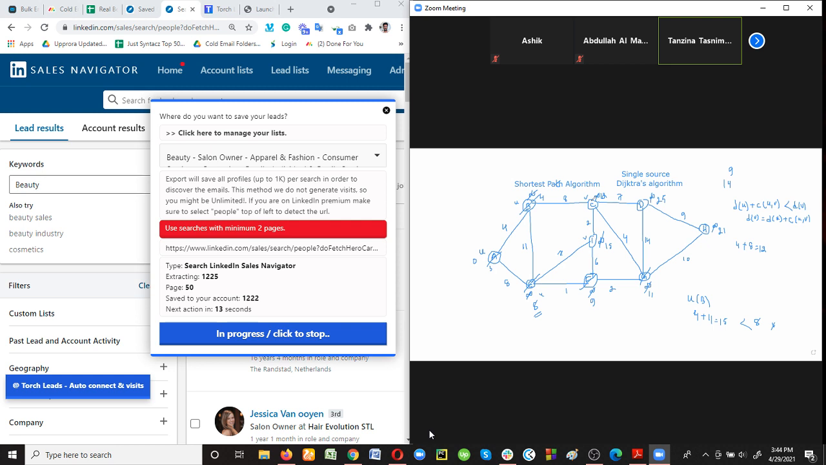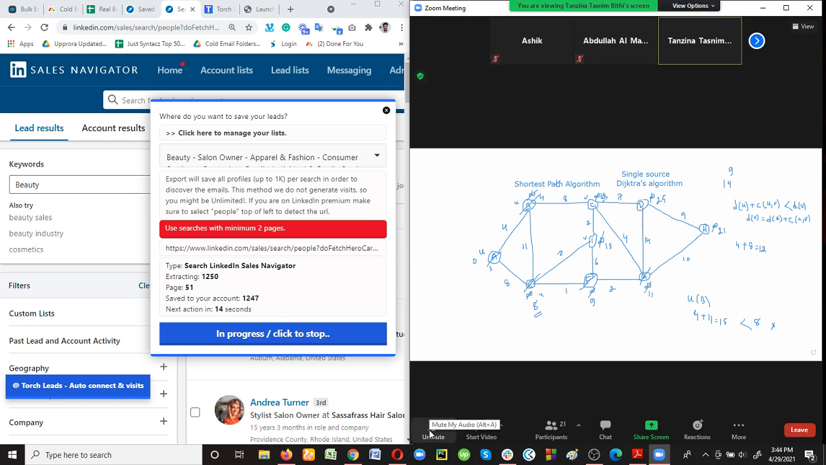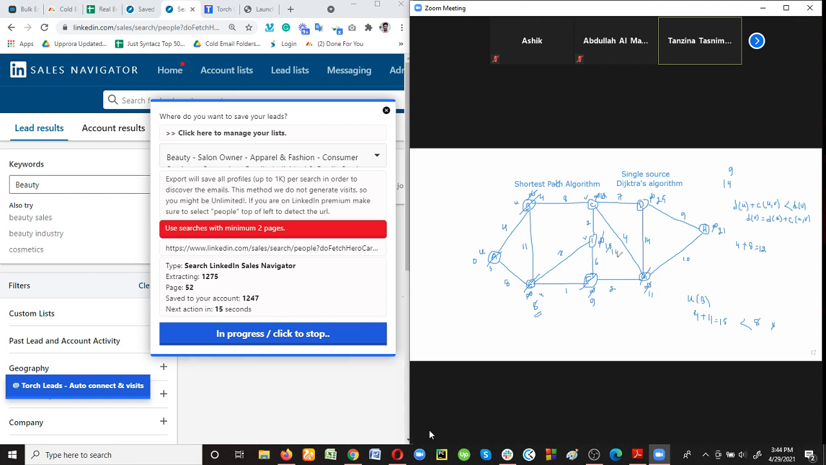Which vertices are the adjacent vertices of C? One is B, but it's already visited. Another is I, then G and D. So B and G are visited. We can take only two vertices, I and D. So here C is our source node, and its distance is 12. So 12 plus 2 equals 14. Is it less than 15? Yes, 12 plus 2 is 14. So again, we will change its value. Now the new distance of I is 14.